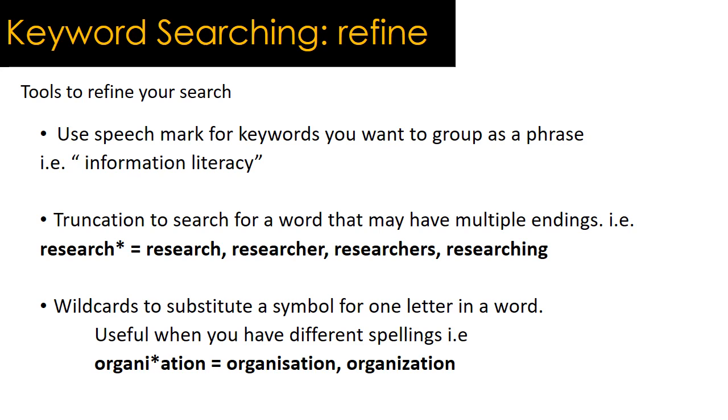You can also use truncation. This is when you put a symbol at the end of a word, and it will allow you to search for multiple endings of that word. So in this example, we have research, and that would also pick up researcher, researchers, and researching.